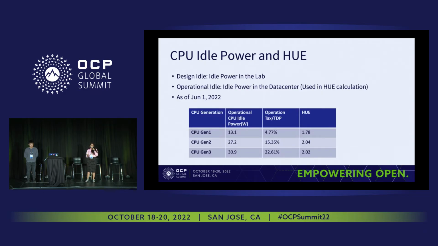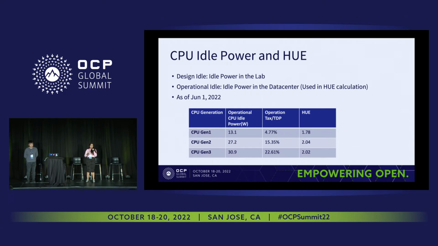So comparing the CPU idle power and HUE, we had two different idle powers that Shuhao touched upon before. One is the design idle power, which is the readings that we take from the lab. And the second is the operational idle power. These are the idle powers that we notice and use from the data centers in the HUE calculation. As of the summer, we compared 3 different generations of the same CPU, and we looked at the overall idle power across these and the operational tax value across these.